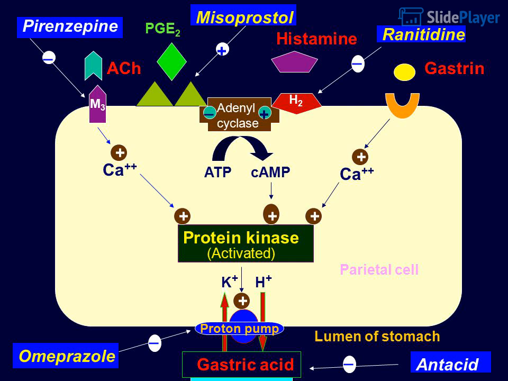Misoprostol, pirenzepine, ranitidine. Histamine, gastrin, H2, M3 receptors; PGE2. Adenylyl cyclase, Ca++, ATP, cAMP, protein kinase activated in the parietal cell. K+ and H+ exchange through the proton pump into the lumen of the stomach, inhibited by omeprazole. Gastric acid and antacids.